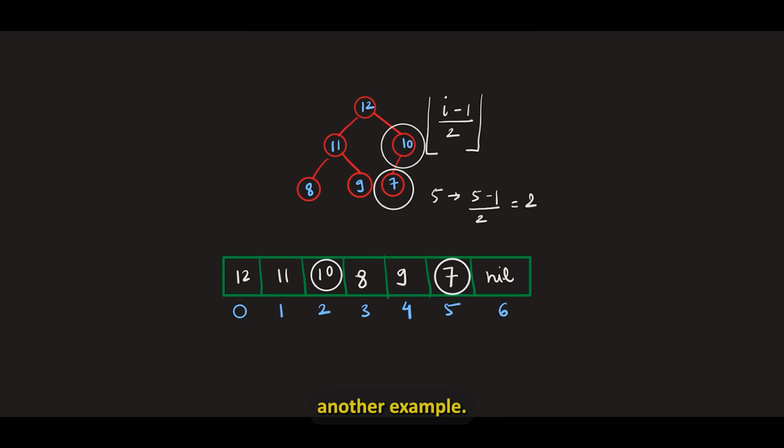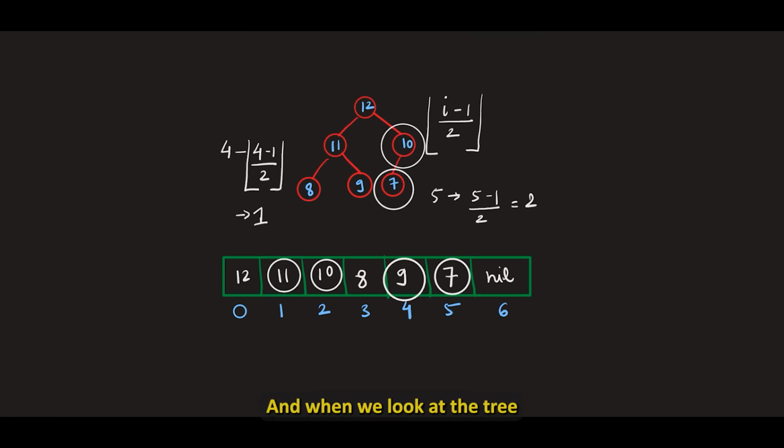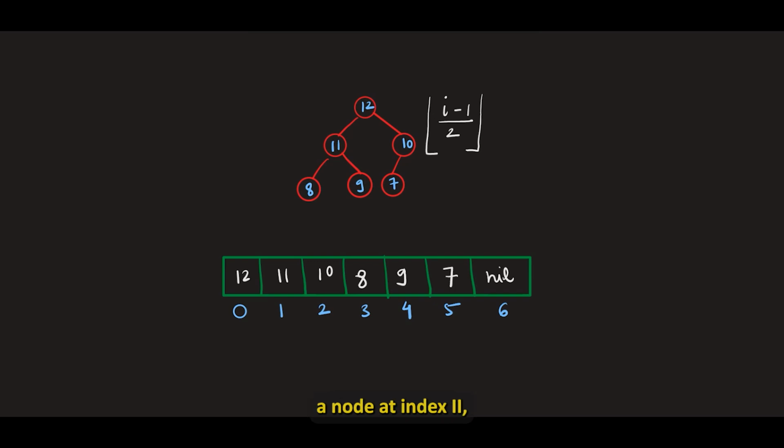Let's look at another example. If we are given an index 4, how will we find the parent? We'll subtract 1 and divide by 2 and floor the result and we'll get 1. Now we can verify this as well. Node at 4 is 9 and node at 1 is 11. And when we look at the tree, the parent of 9 is definitely 11. So this checks out. Again, if we are given a node at index I, then we can find out its parent's index by using this formula, which is (I minus 1) divided by 2, and we'll floor the result.